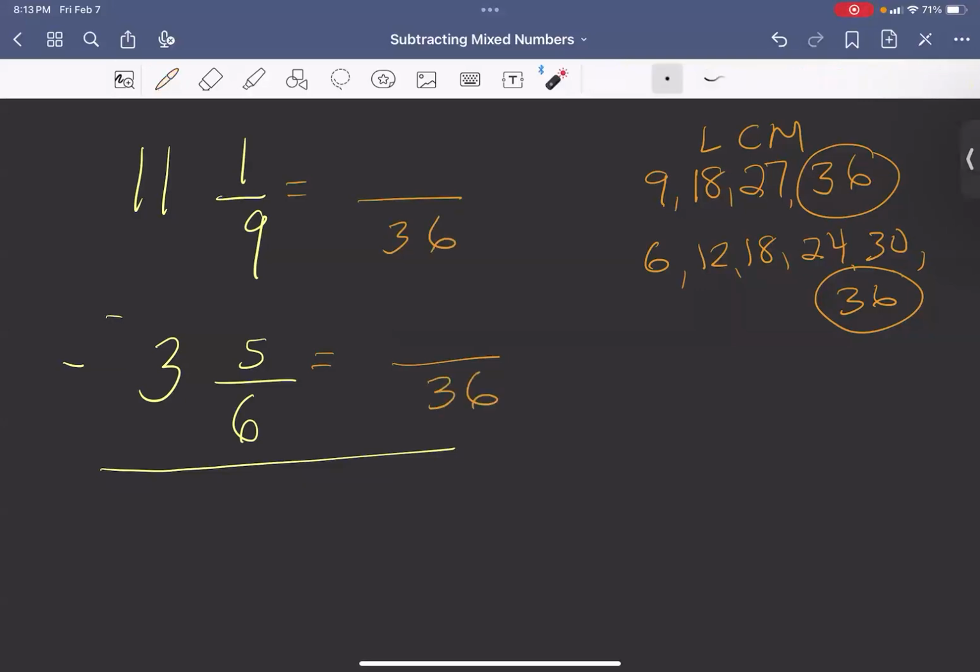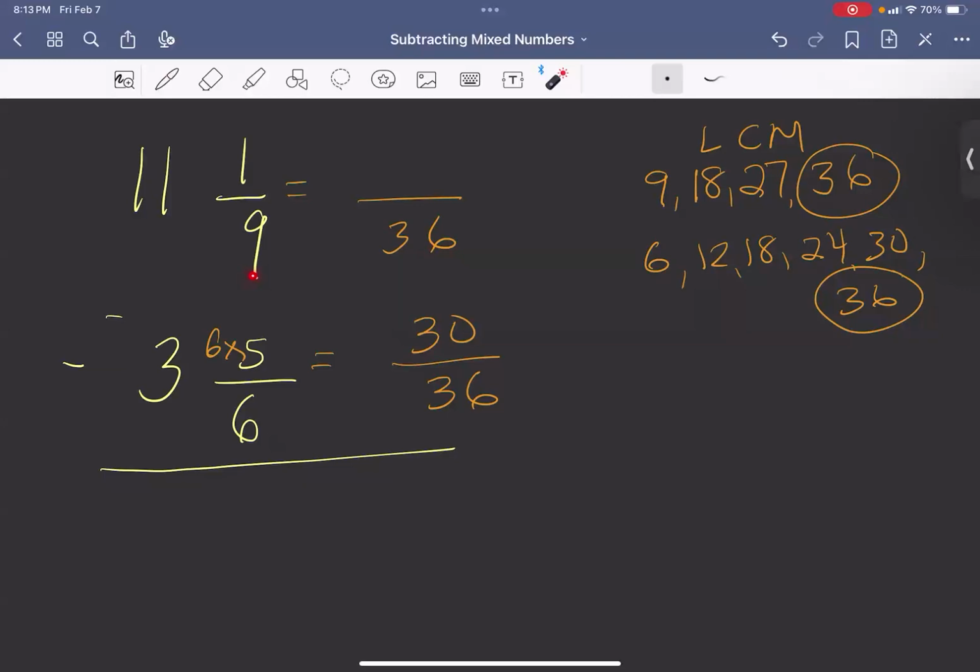So then, as usual, we're going to divide the denominator and then multiply that quotient by the numerator. So 36 divided by 6 is 6. 6 times 5 is 30.